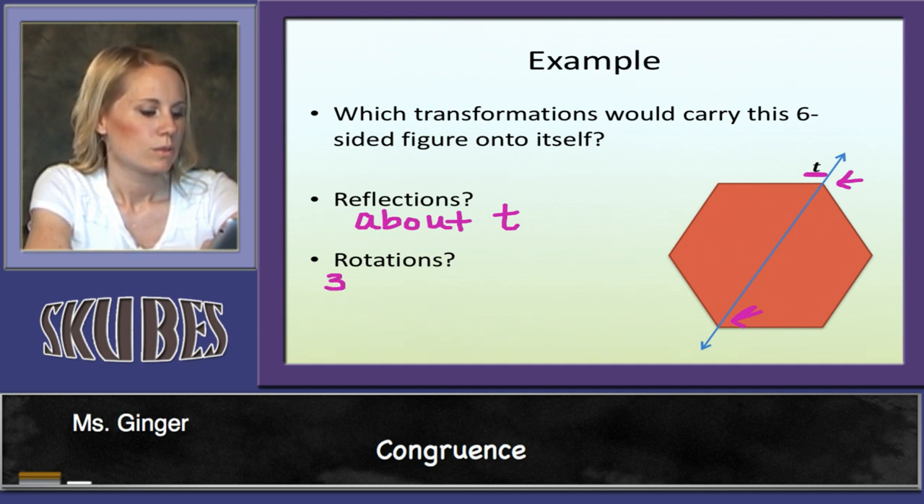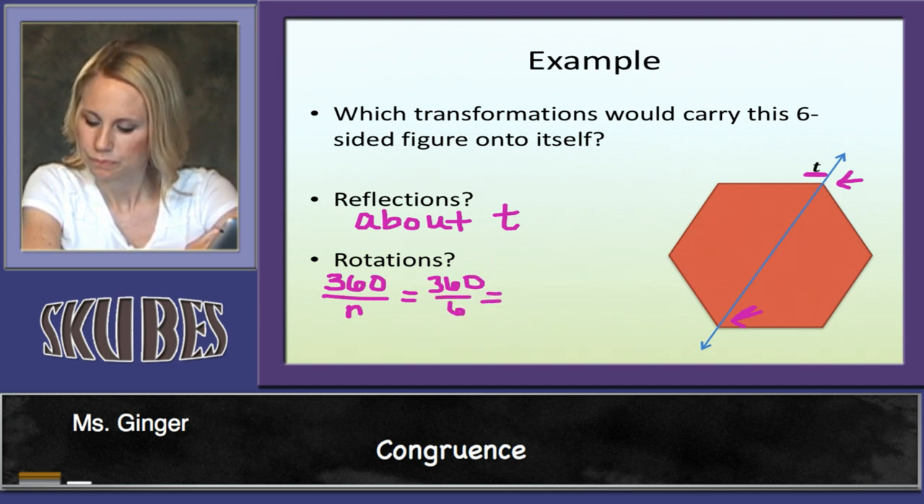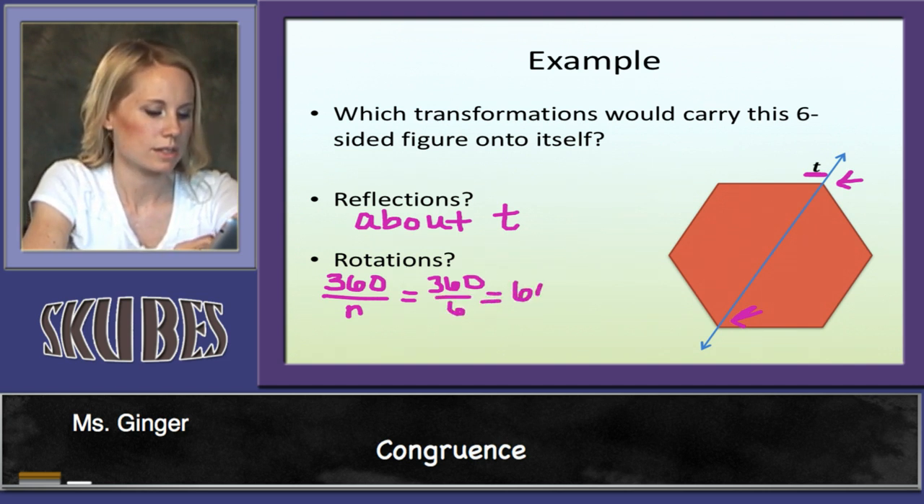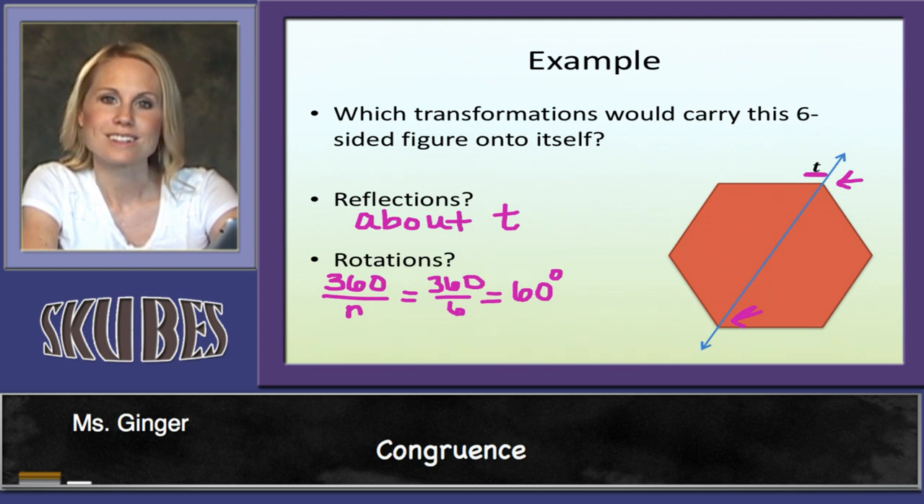Rotations, we could find some by taking 360 divided by n. Remember, we can always find them that way. 360 divided by 6, let's see what we get. 60 degrees. So a 60-degree rotation in either direction would carry this figure onto itself. And that concludes our lesson on congruence.